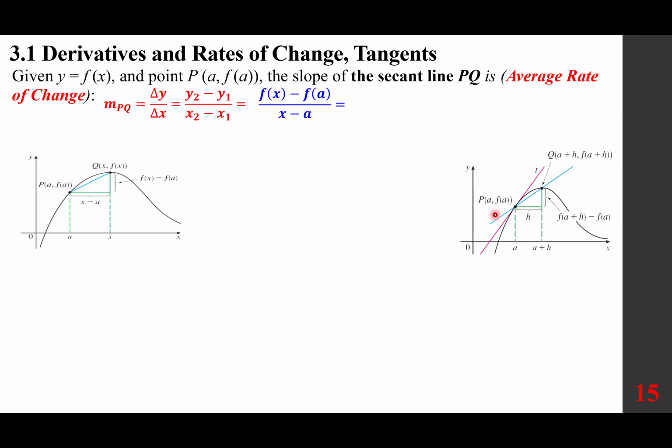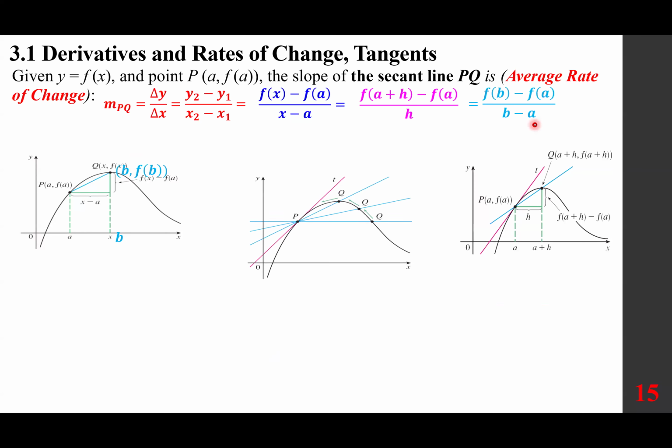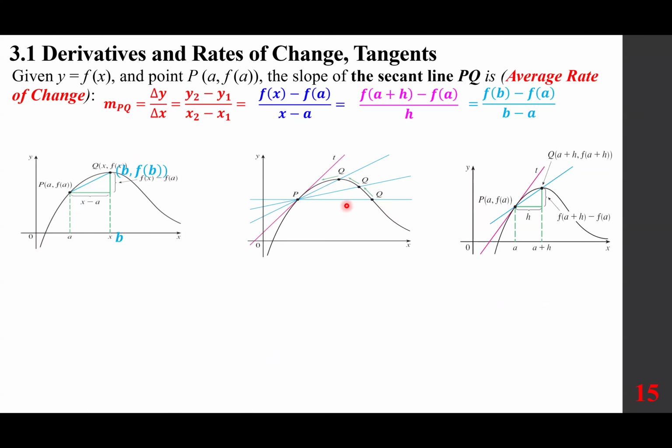And if you look at this case, where this one is a, f of a, then you go a distance of h. So this is your run, and this is a plus h. So this is f of a plus h minus f of a, that's the rise. And all of them are referring to the same thing, rise over run. If we go with b and f of b, we get f of b minus f of a over b minus a. My point being, they all mean the same thing: good old slope.